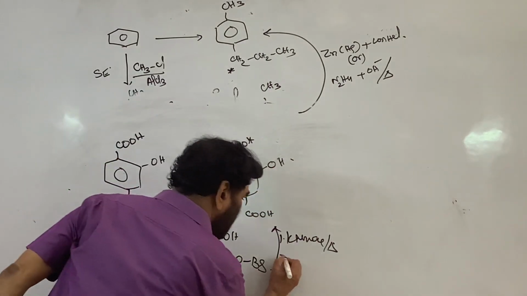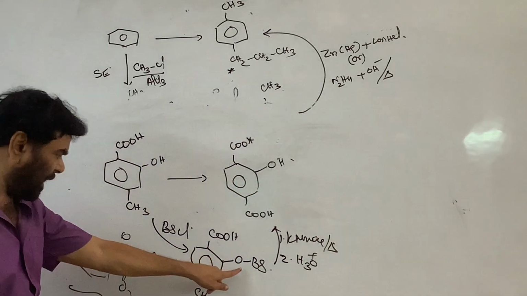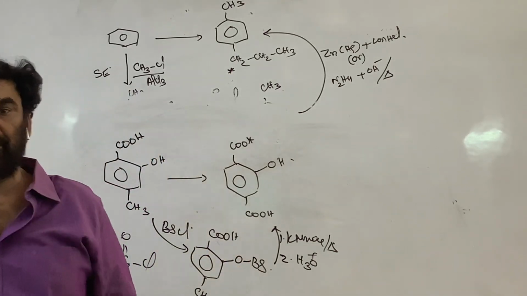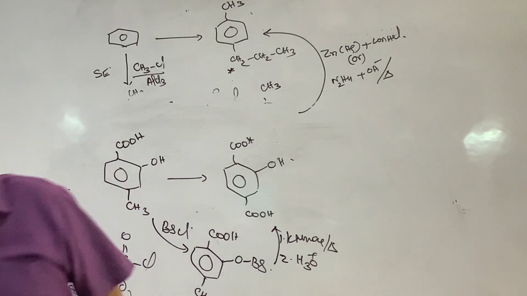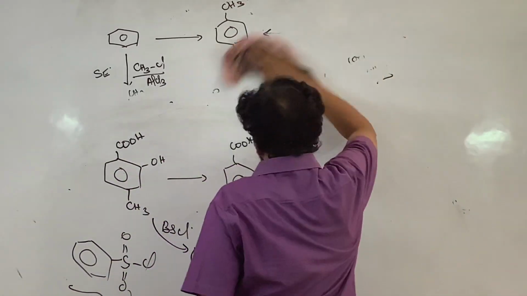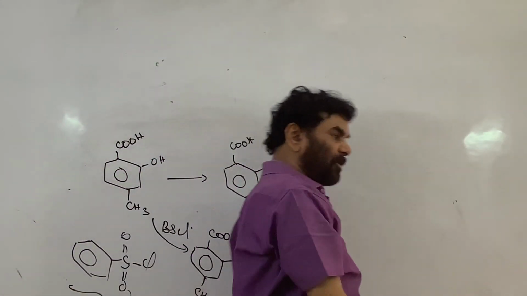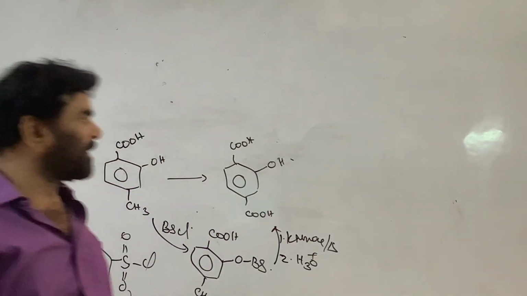Now you have to carry out the hydrolysis. On hydrolysis, again this group will go and it is converted to the phenolic OH. So, two steps taken: the phenolic OH is protected, and the alcoholic OH is also protected by the silylation method.